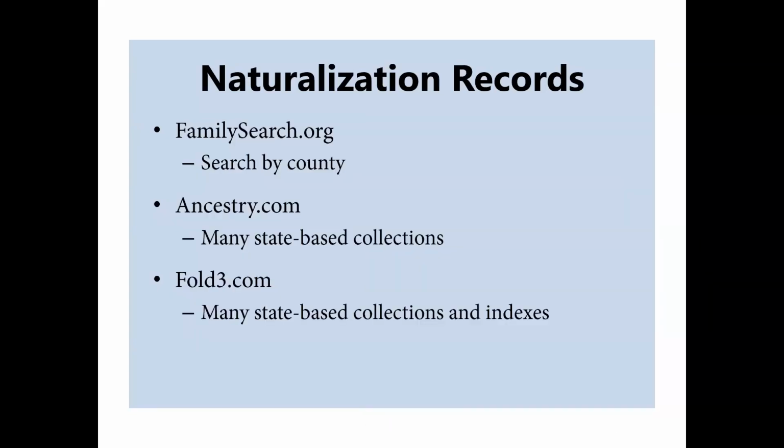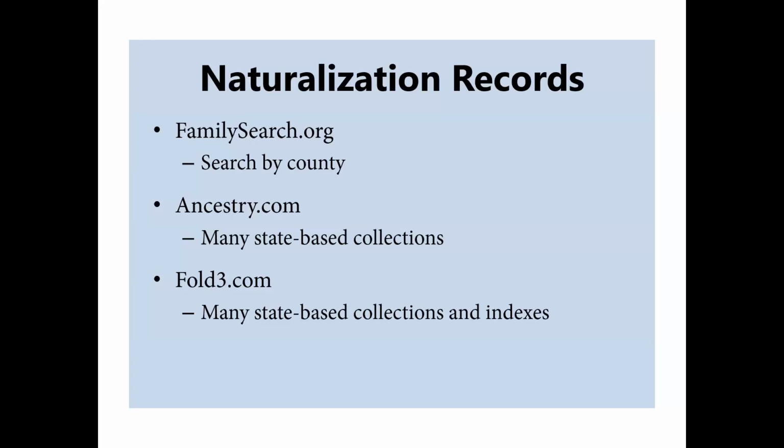Naturalization records, in the past 10 years, there's been a major push to digitize them. Many are available on FamilySearch if you search by the county. Some will be found. Don't forget to look at cities as well. Like New York City has a massive collection of naturalization records, but if your ancestors settled in a city, also look by the city as well. Ancestry has great collections, and Fold3 as well.